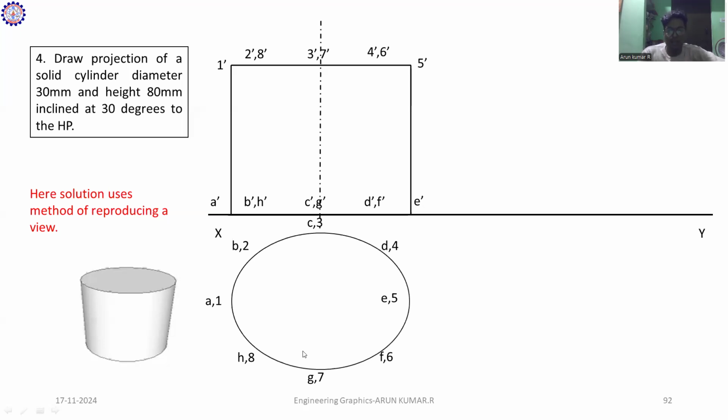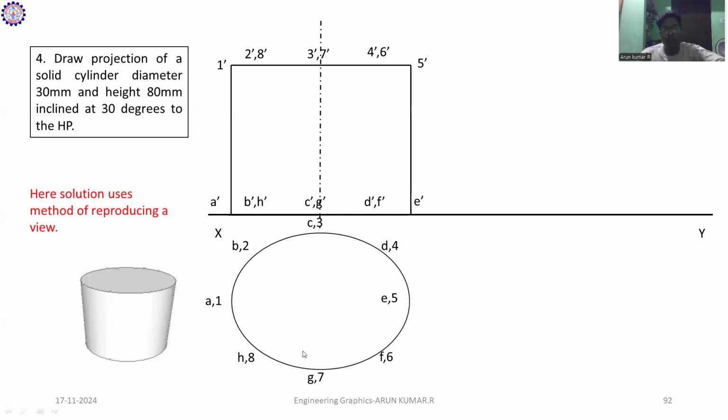After that, divide it into eight equal parts and consider the front view of the given cylinder. The height of the front view of the cylinder is 80 mm. So construct the rectangular box and give the names accordingly: A, B, C, D are at the bottom side of the cylinder and 1, 2, 3 are at the top side of the cylinder.